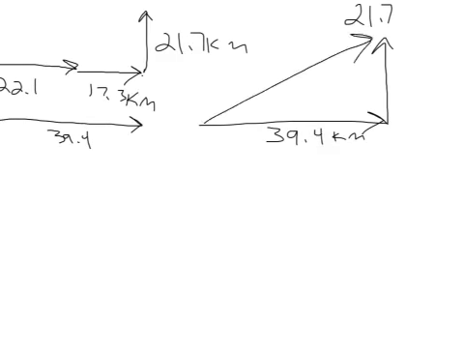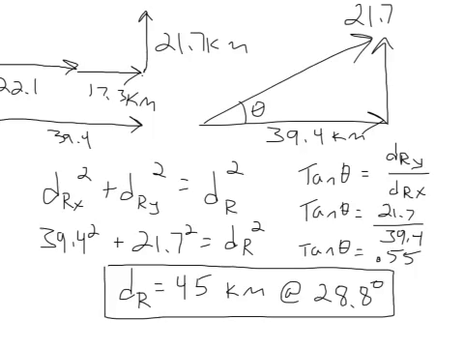It's just like what we've done previously. Applying the Pythagorean theorem, the resultant component in the x direction, drx, squared, plus the resultant component in the y direction squared, gives us the square of the resultant vector. If we substitute in our values and do our calculations, here's what we end up with: a resultant displacement of 45 kilometers at an angle of 28.8 degrees.